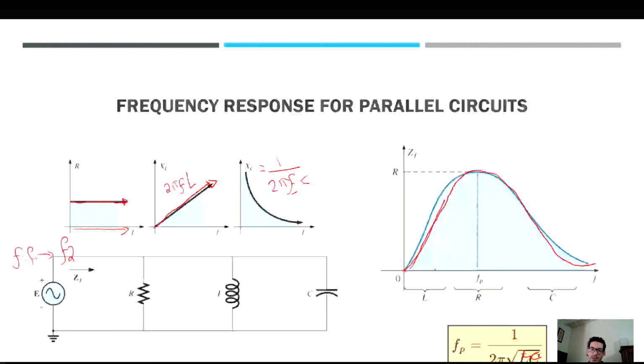For the first smaller frequencies, you're going to have inductance. For the middle portion of the frequency range, you're going to have a resistive response. And for the last portion of the high frequency side, you're going to have a capacitance response. And the total impedance is going to be minimum at the maximum frequency and the smallest frequency.